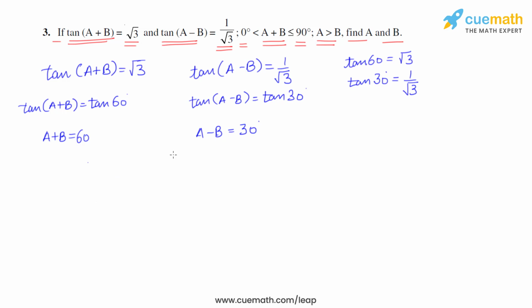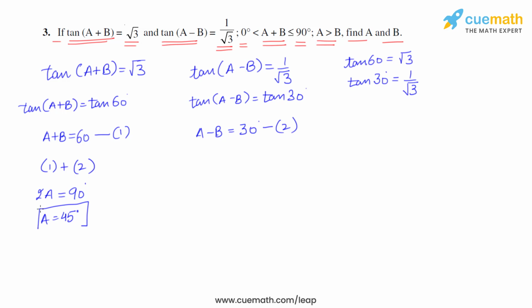Now let's add both the equations. This is equation 1, this is equation 2. Equation 1 plus equation 2 gives a plus a is 2a, and b minus b cancels out, is equal to 60 plus 30, which is 90. So we get a is equal to 45 degrees.